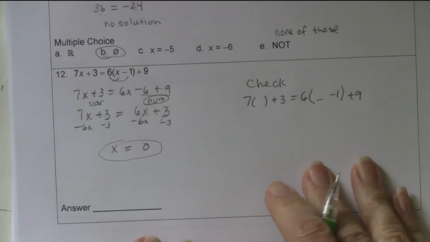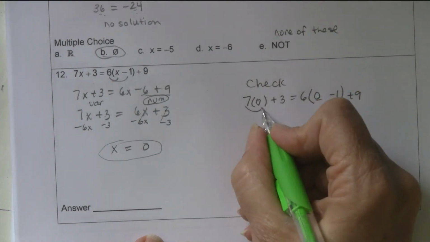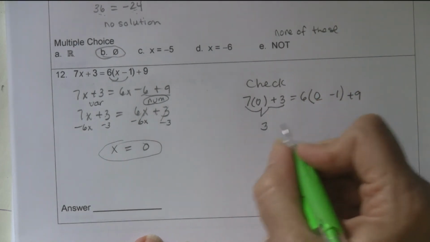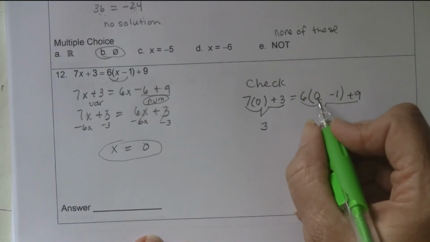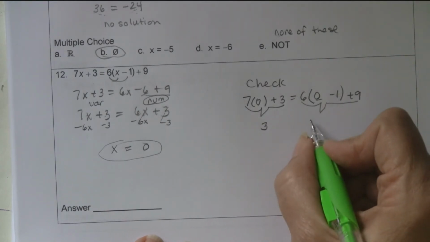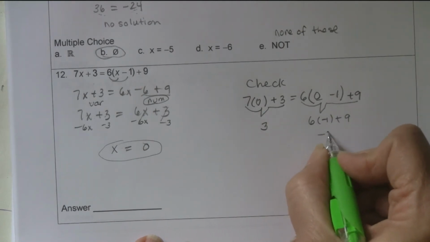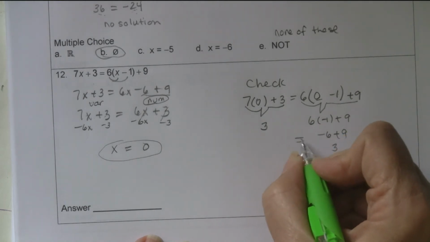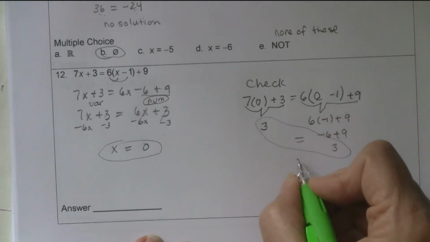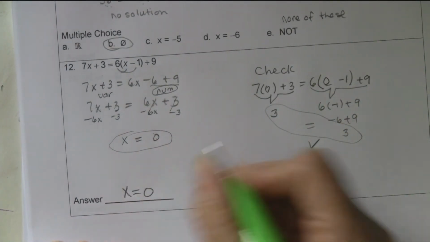I'm off the screen, but I'm going to put in 0 here and 0 here, and I'm hoping that this, that's 3, and I'm hoping that this will be exactly the same, right? And 0 take away 1 is negative 1, so this is 6 times negative 1. Of course, I'm free to use my calculator, which is negative 6 plus 9, which is 3. And so, yes, they are equal to one another. 3 is equal to 3, so yes. So x is 0 is our answer.